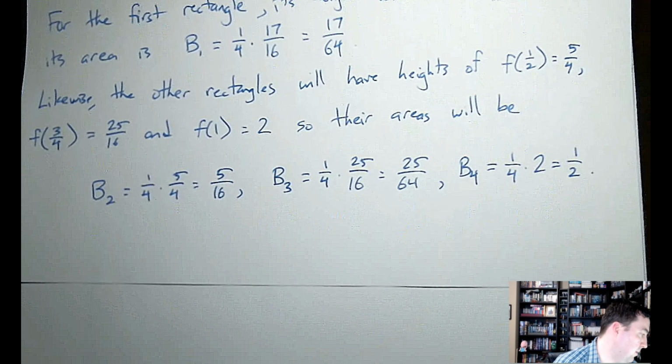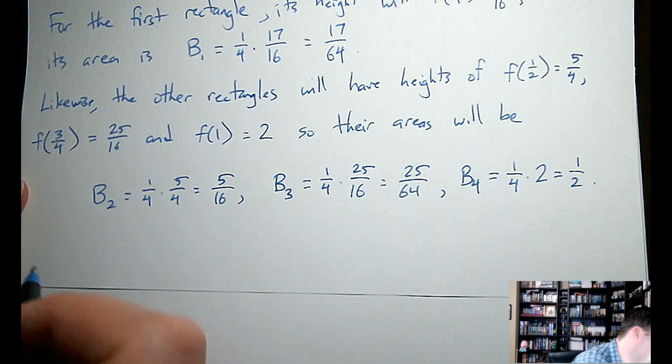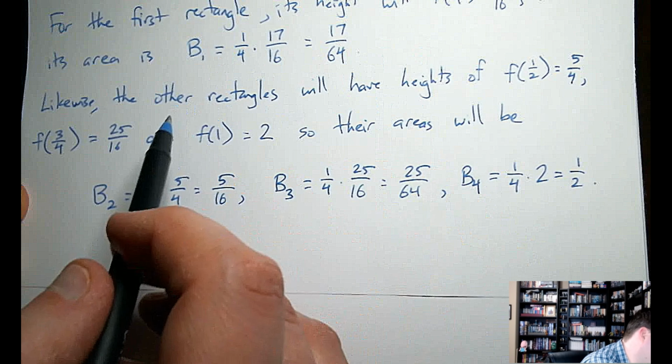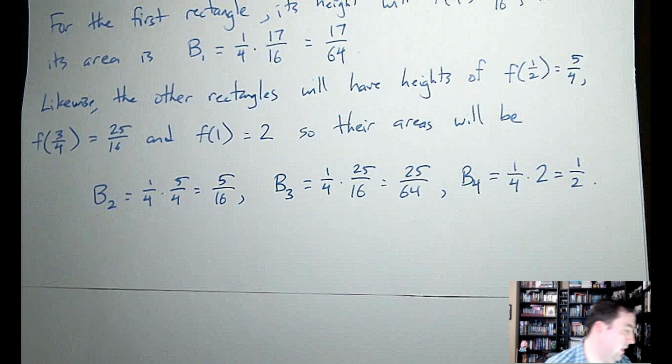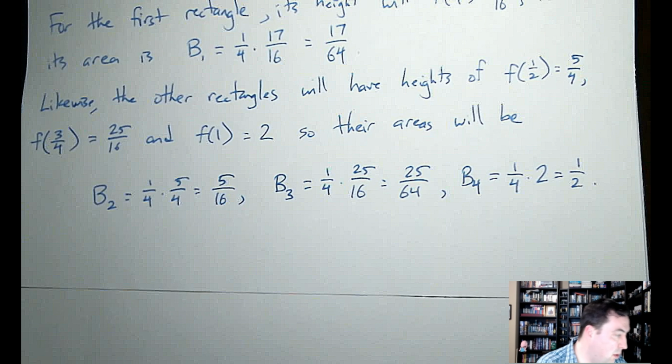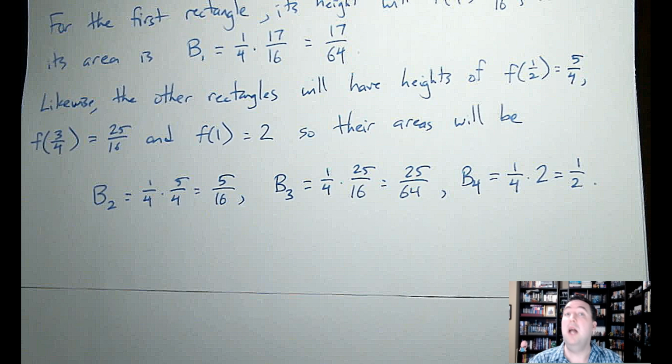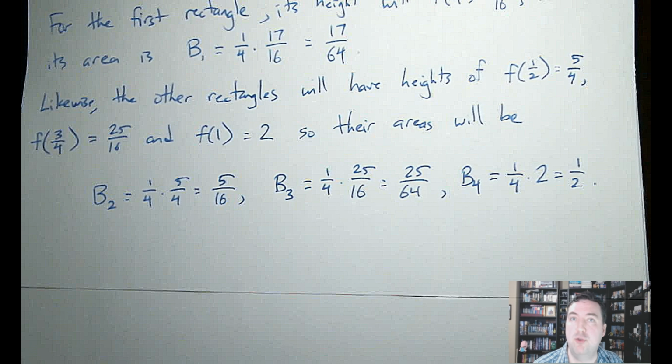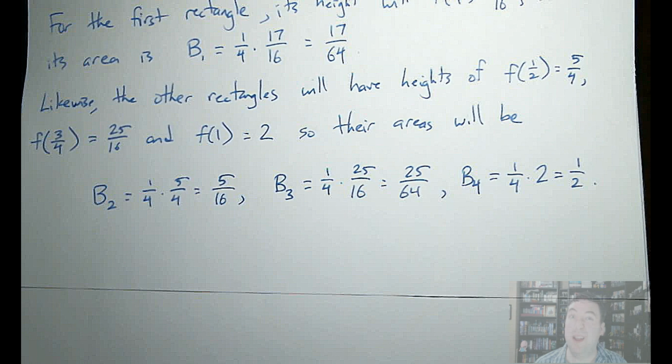So therefore, we can take these four areas, and just like we did in computing the lower sum, we can add those together, and that will give us a different approximation of the true area. Let's pick up there in the next video.